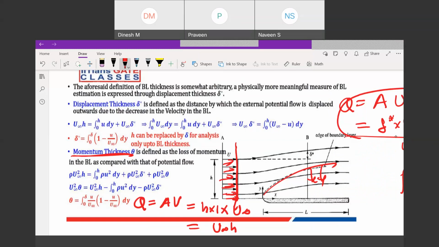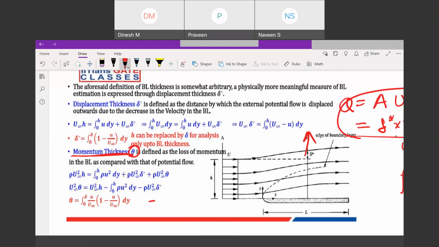To calculate the loss of momentum, again we'll have to balance the momentum. Momentum at this location, momentum at this location. The difference of these two will tell you the loss of momentum. Okay, and that much amount your flow should shift. Let's say theta. Theta represents momentum thickness. So you will have to shift your flow by theta so that you can overcome this momentum loss.